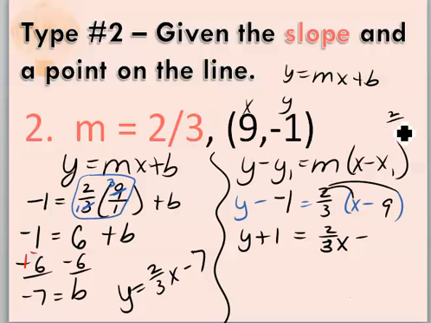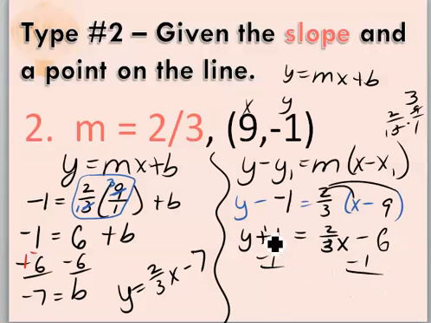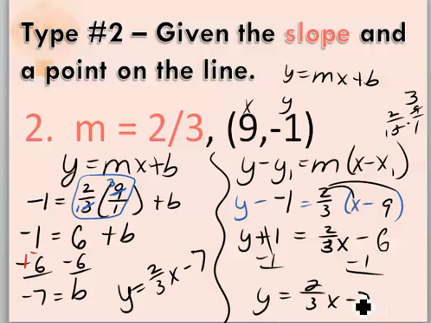minus, I'm going to go off to the side and do 2/3 times 9. Again, 3 divided by 3 is 1, 9 divided by 3 is 3, so we get minus 6. To get y by itself, we subtract 1, and y is 2/3 x minus 7.